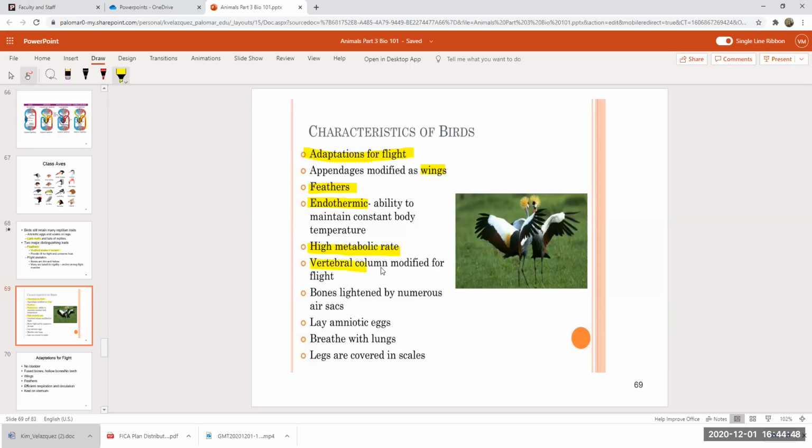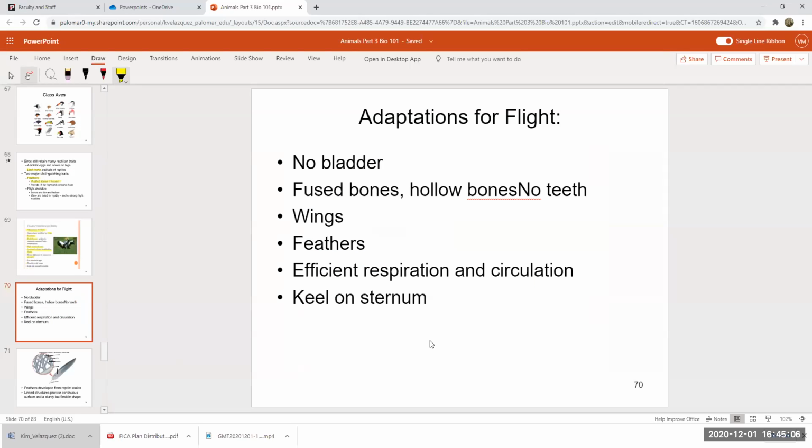Their whole vertebral column is modified for flight. They have air sacs in their bones, and their bones are hollow. They lay an amniote egg. They breathe with very efficient lungs. And again, their legs are covered in scales. Here are some of the adaptations for flight. There are more than this, but besides wings and feathers, they don't have a urinary bladder.